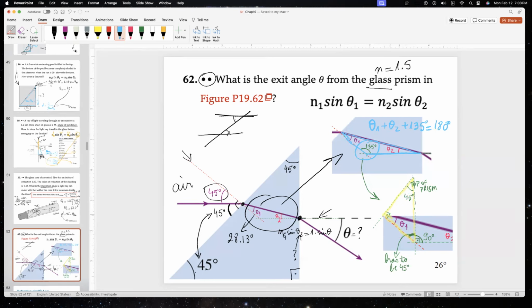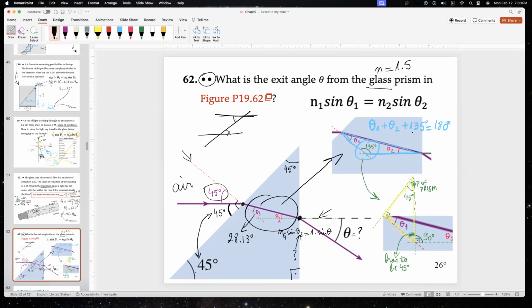If the top of the prism is 45 and you make 90 degrees with the normal line here, and this angle is theta 1, then you can create this red, yellow sort of triangle over here and find that this angle then has to be 45 as well, right here. You know the rest is 90, so 45 plus 90, 135. That's how you get 135 there.